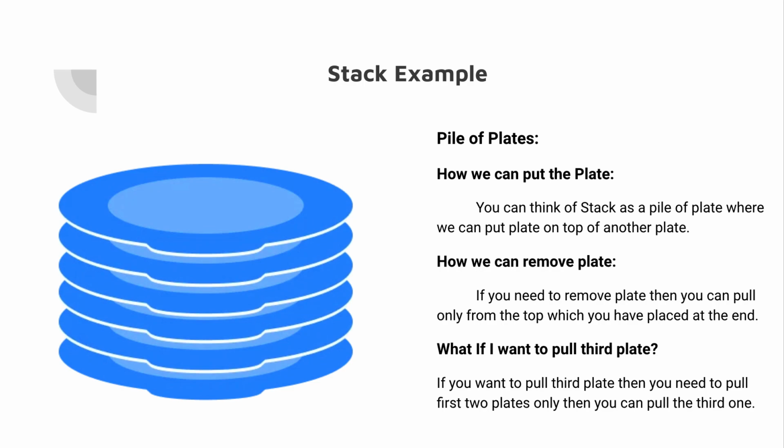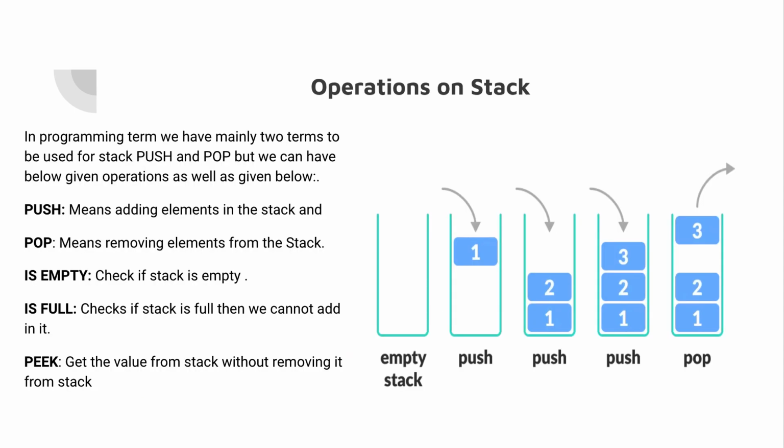And suppose you wanted to pull the third plate, how would you pull it? You need to remove the first two plates from the stack, then you can pull the third plate, right? So this is called a stack. What could be the operations on a stack? In programming terms, we mainly have two terms used for a stack: one is push, one is pop.